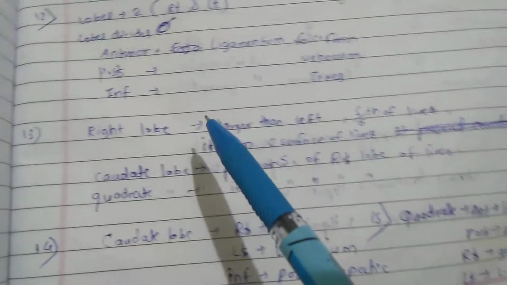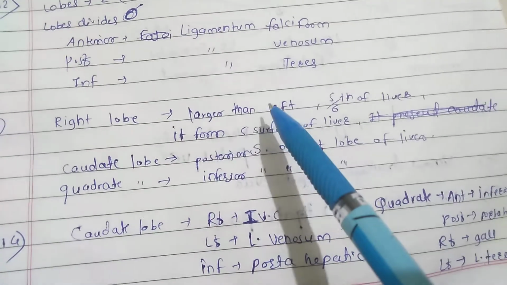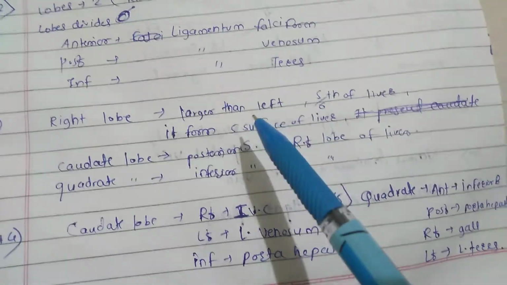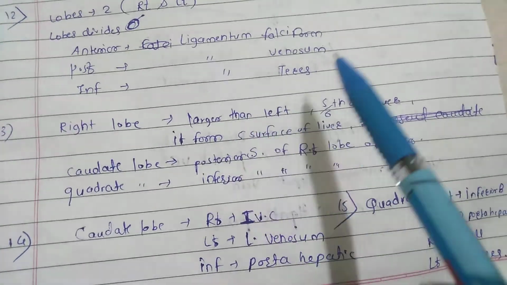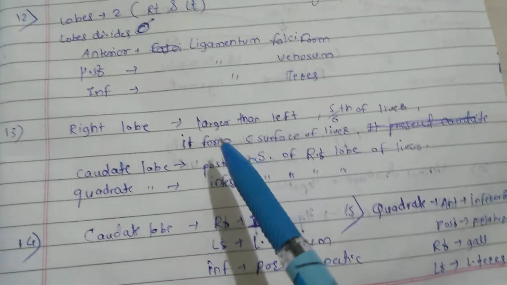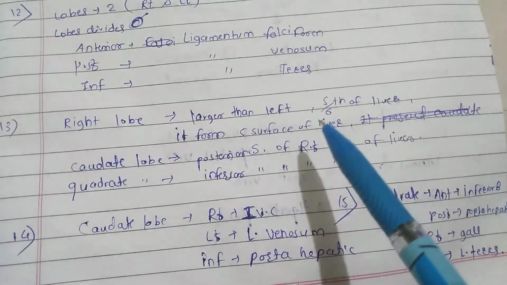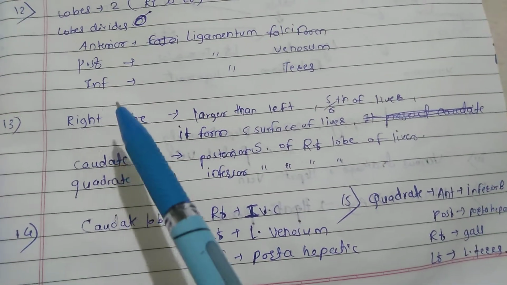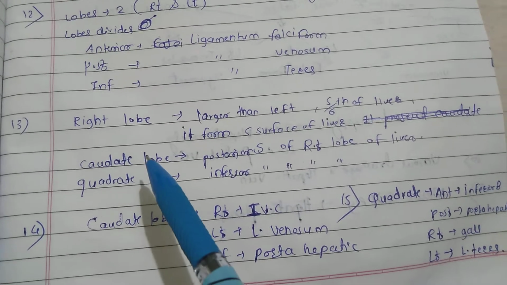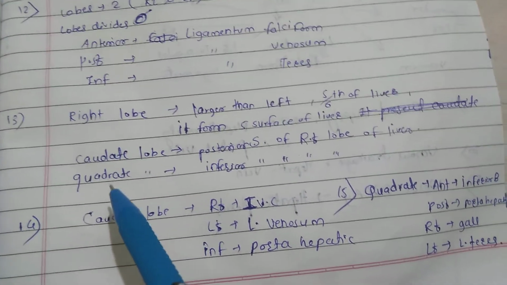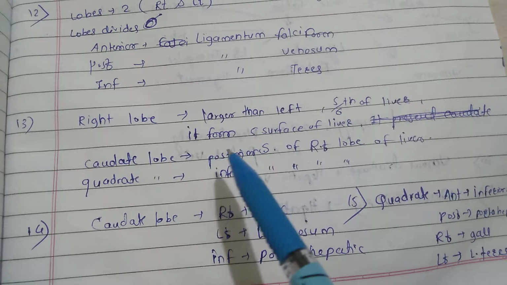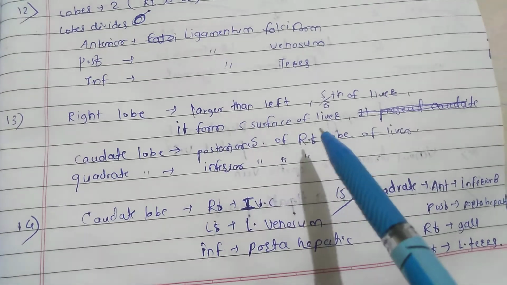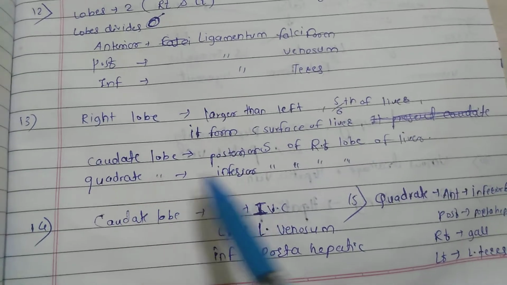Now the right lobe is larger than the left lobe and in total it is 5/6 of the liver. It forms the superior surface of the liver. In the right lobe there are 2 lobes contained, which are the caudate and quadrate lobes. The caudate lobe is the posterior superior part of the right lobe of the liver and the quadrate is the inferior part of the right lobe of the liver.